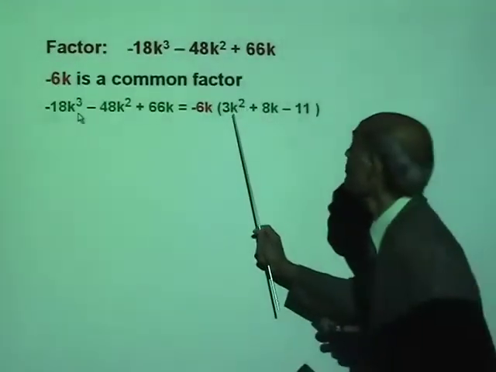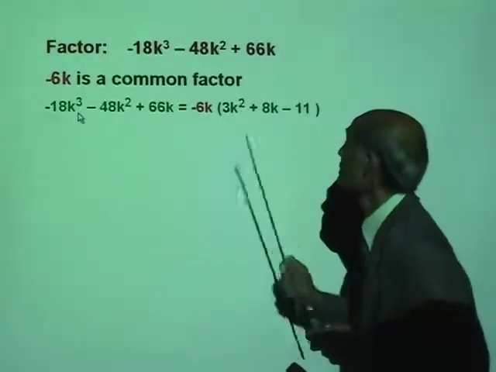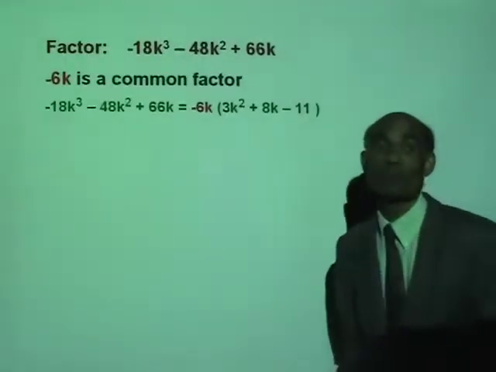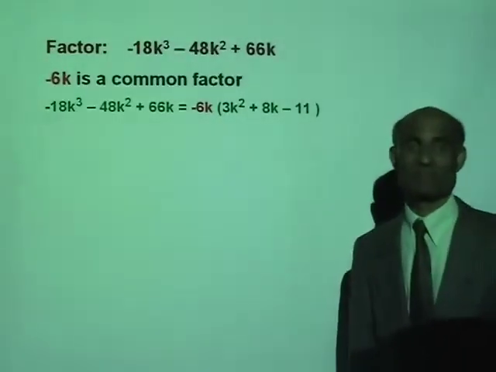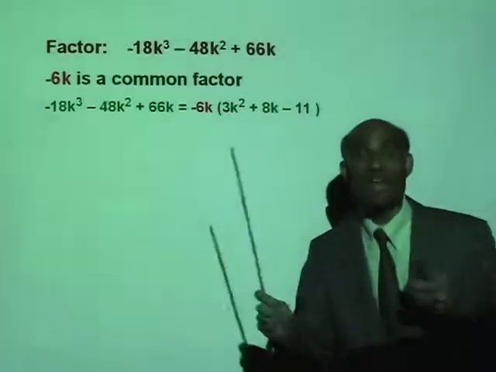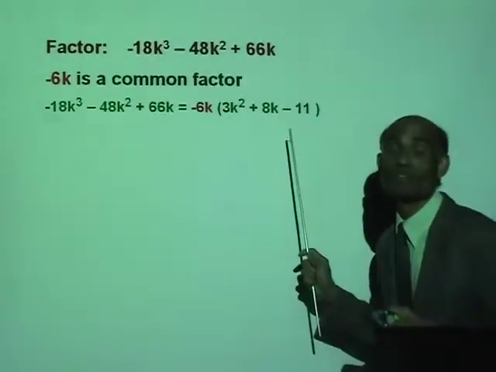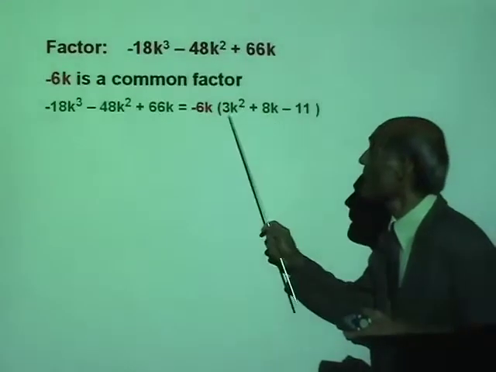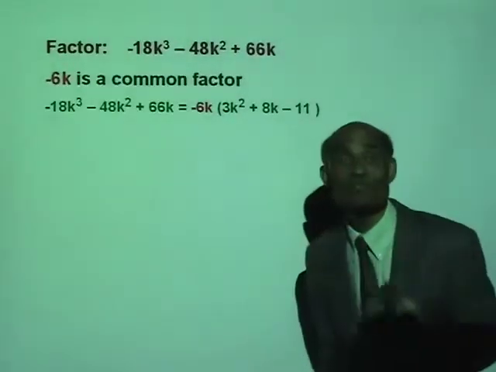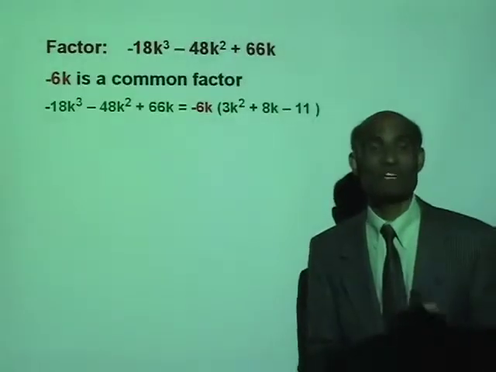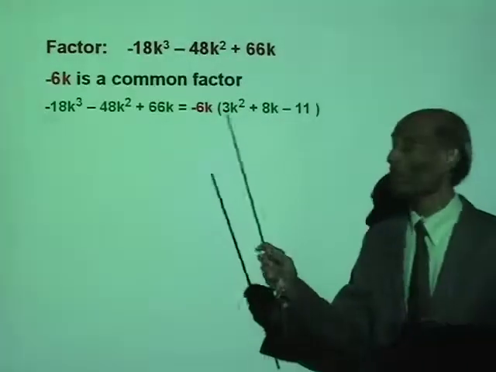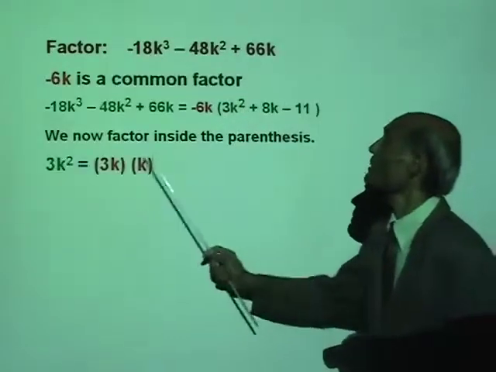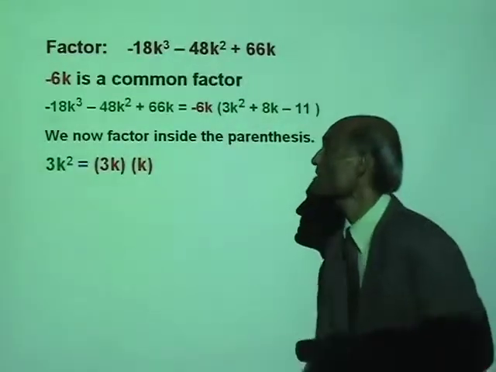We need to now factor this 3k squared plus 8k minus 11. And there is a clue right there. What is the clue? Now, this is the clue I use. 11 minus 3 equal to 8. That is the clue. And so, let's go and factor the first term. 3k squared is 3k times k.